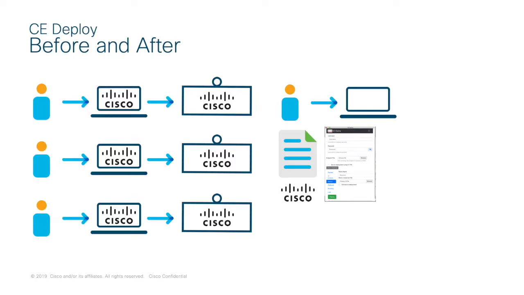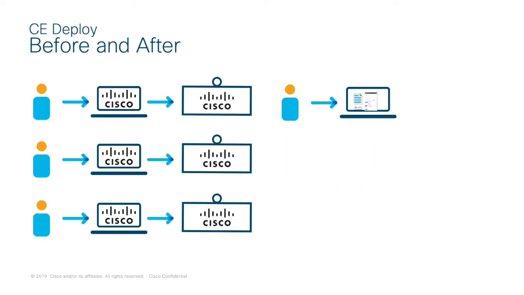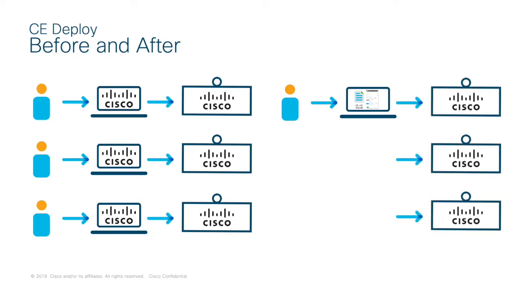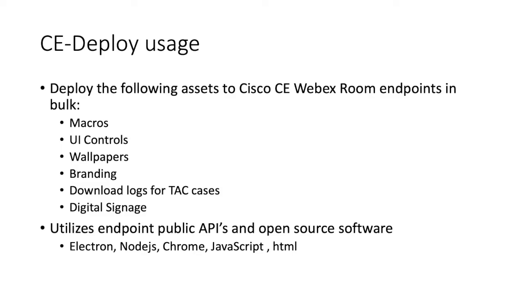Simply add the image and a CSV file containing all the endpoints into CE Deploy and let it simultaneously update all of the endpoints. And background images are just one of the features you can bulk deploy. Others include macros, UI controls, wallpapers, branding, logs, and digital signage. This cross-platform desktop application is simple to use and built upon Cisco's APIs, combined with open source software such as Electron and Node.js. Now let me hand you over to Chris for a demo of CE Deploy in action.